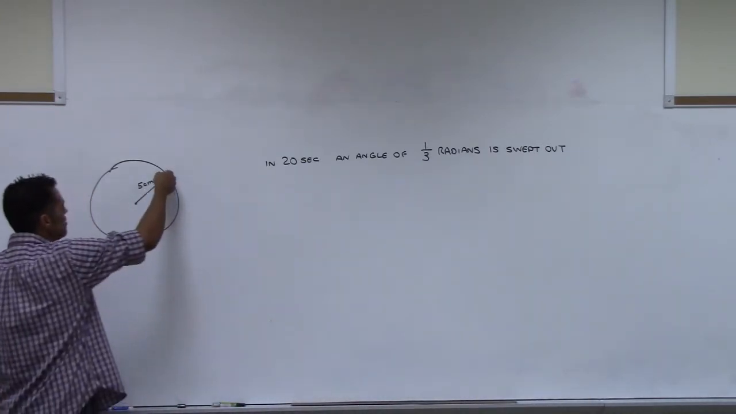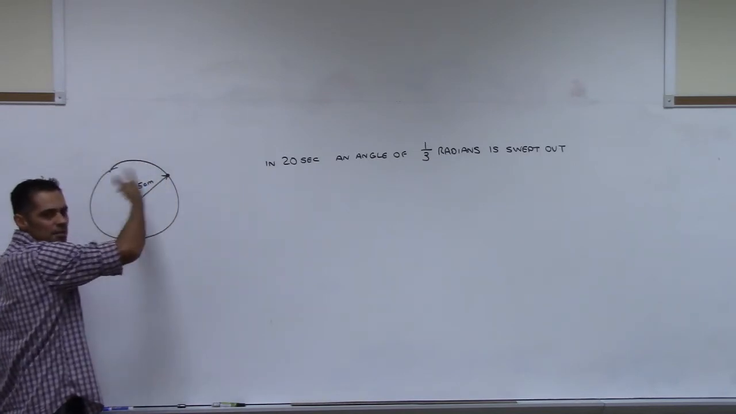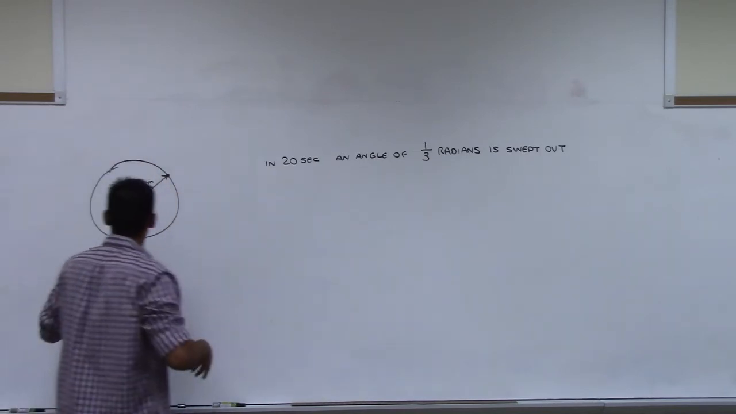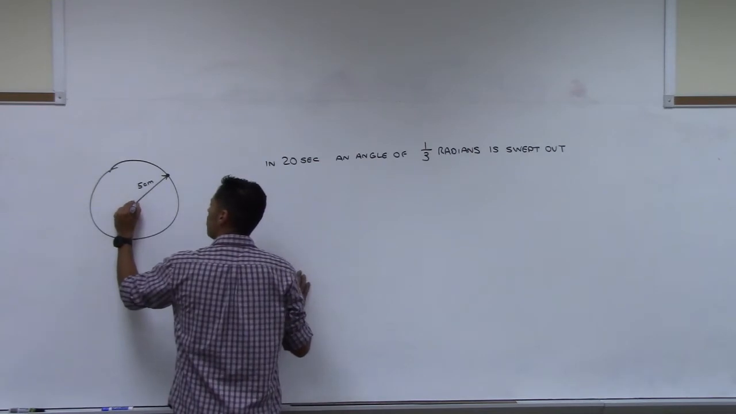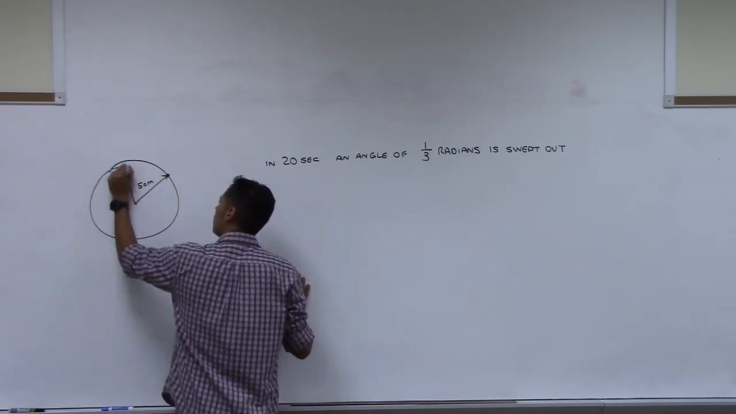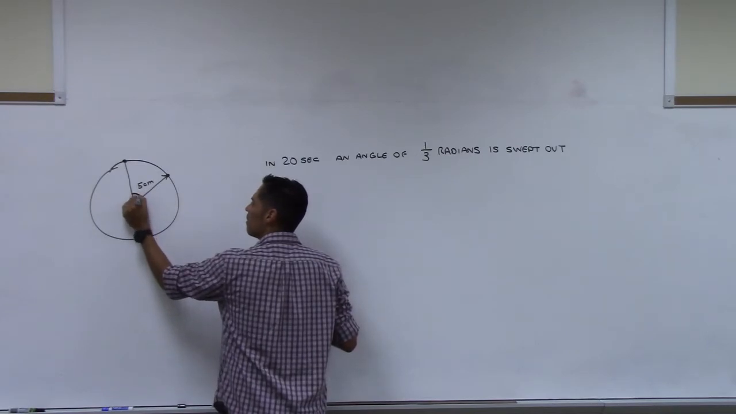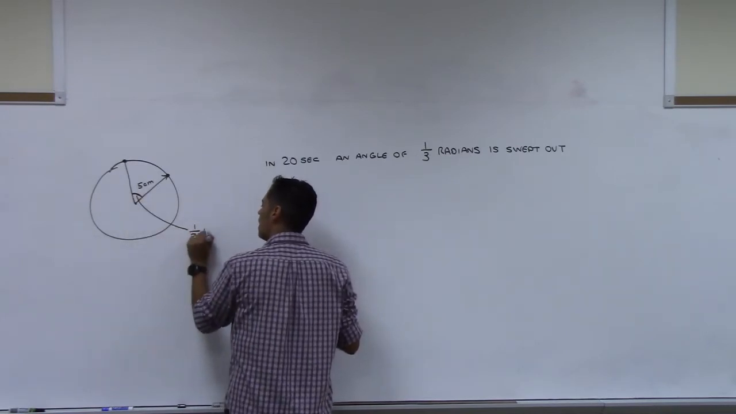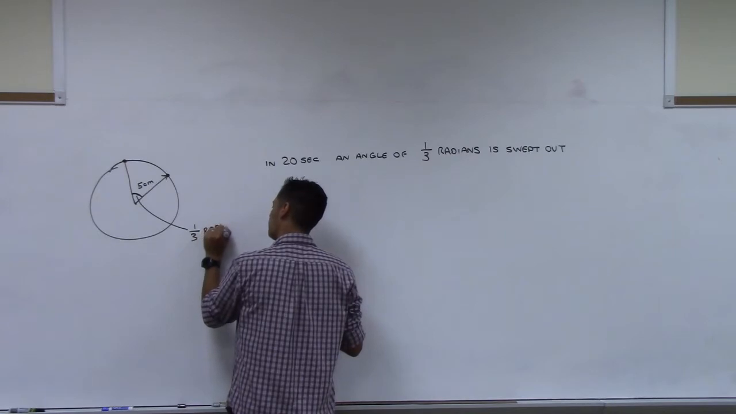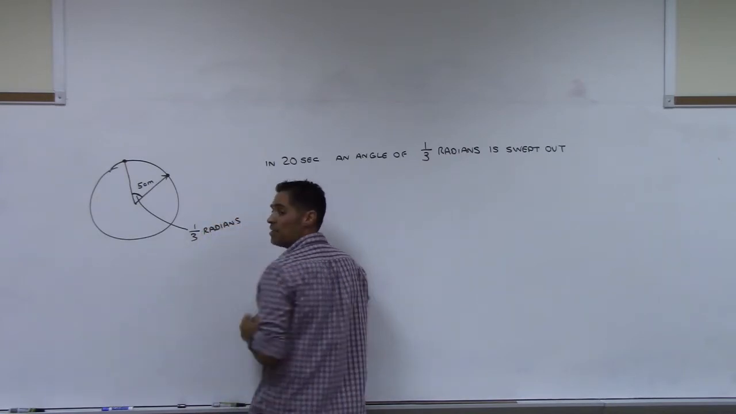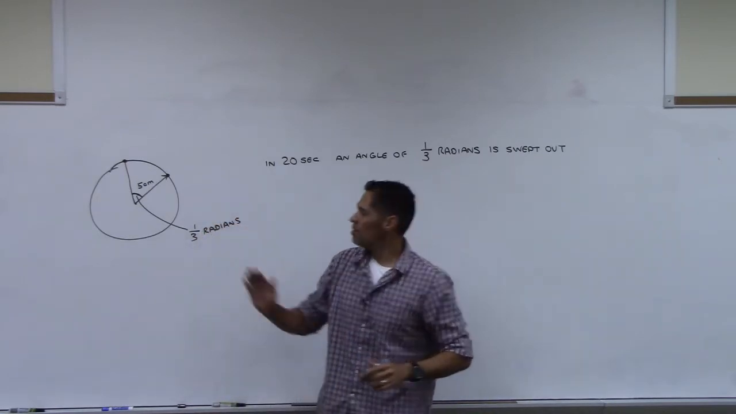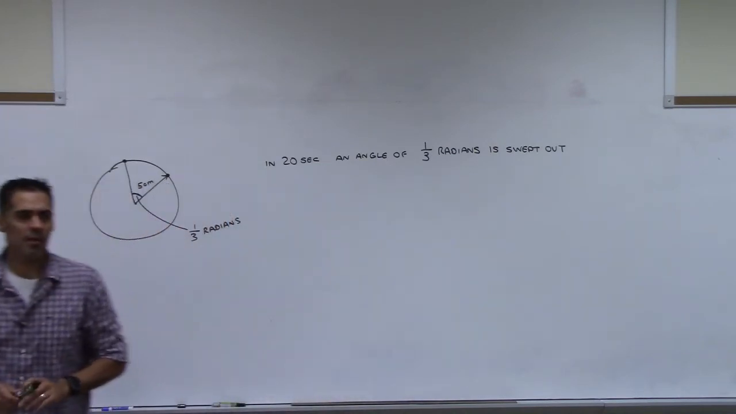So this thing's moving around this circle. Doesn't matter if it's clockwise or counterclockwise. It's irrelevant. But it says that in 20 seconds, it will sweep out an angle. This angle right here will be 1/3 radians. And it takes 20 seconds for that to happen. So that kind of tells you how fast this thing is moving around the circle, right?